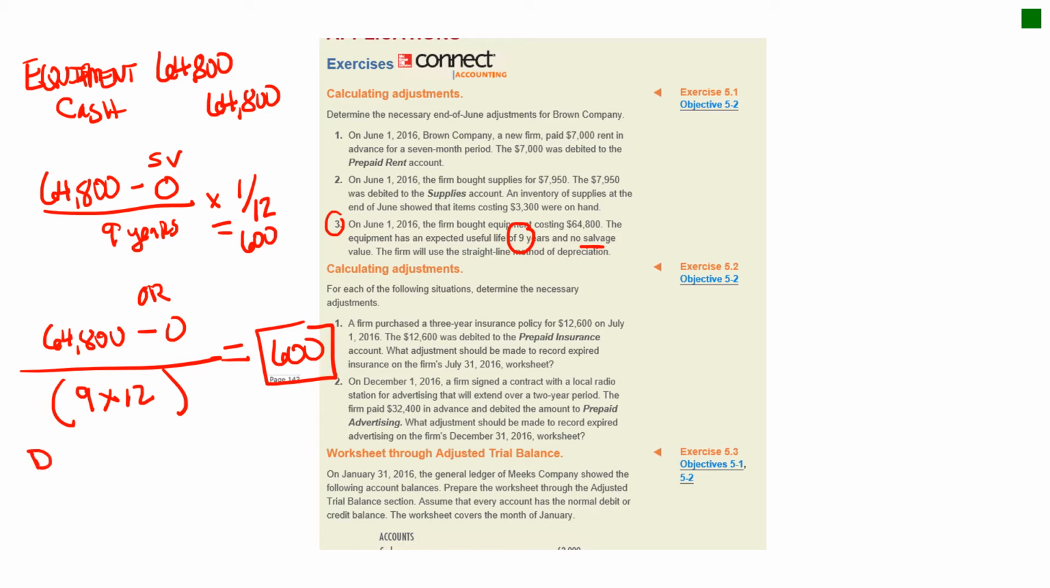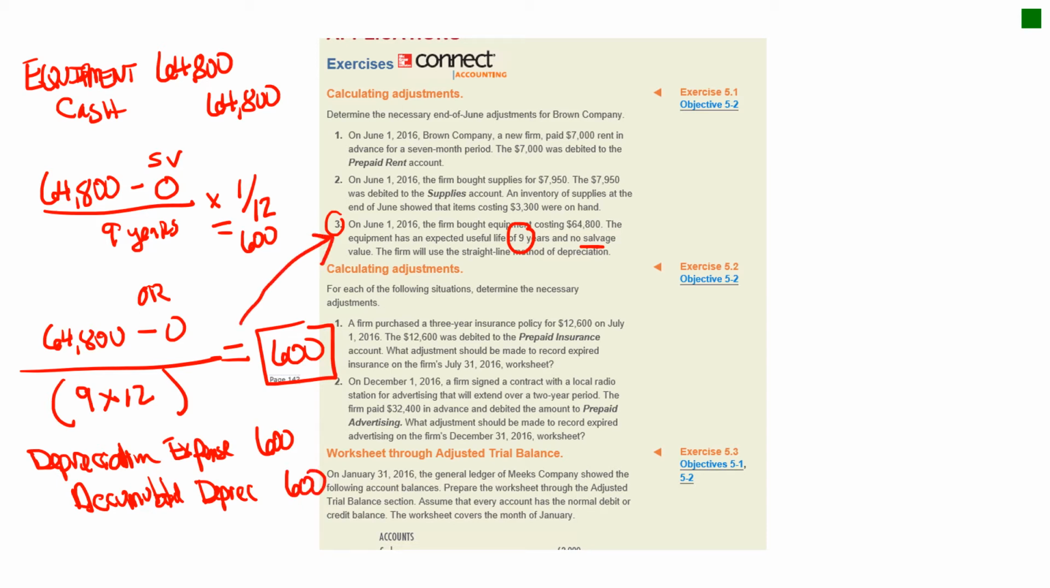So your adjusting entry would be to debit an account called depreciation expense for $600. And the new account, if you go back and review the PowerPoint and also review the textbook, the new account that we are using is called accumulated depreciation. That's a contra account, contra asset account. That account would get credited for $600. That would be your adjusting entry. I'm going to circle it again. That would be your adjusting entry for number 3.